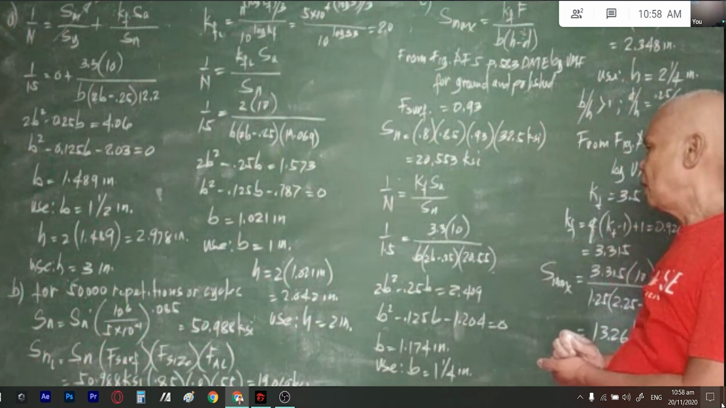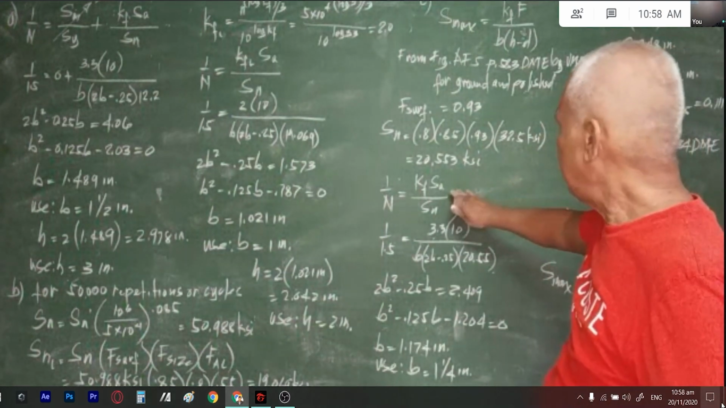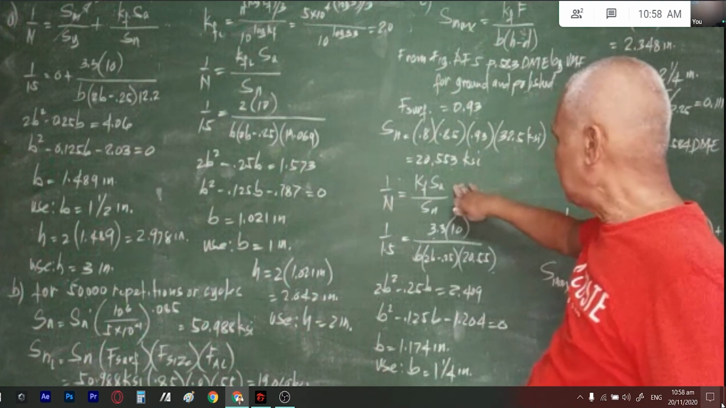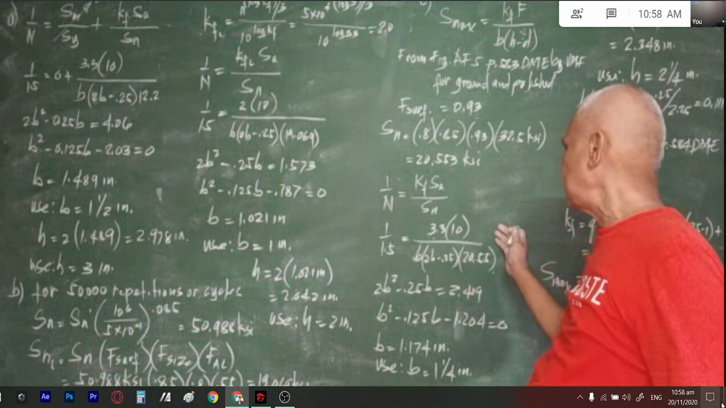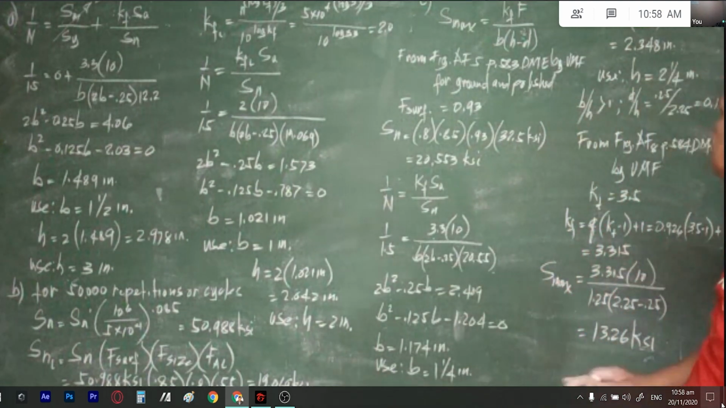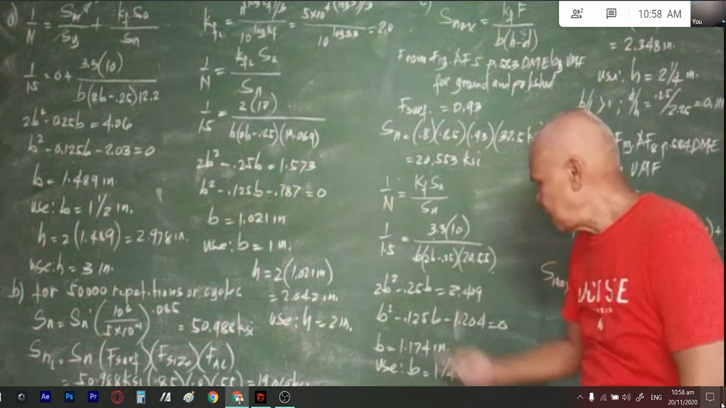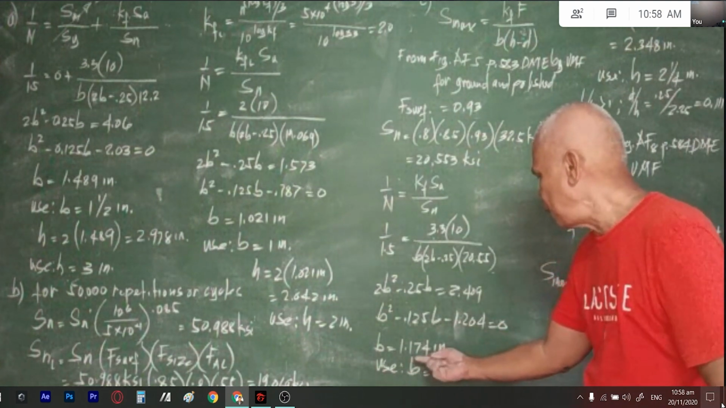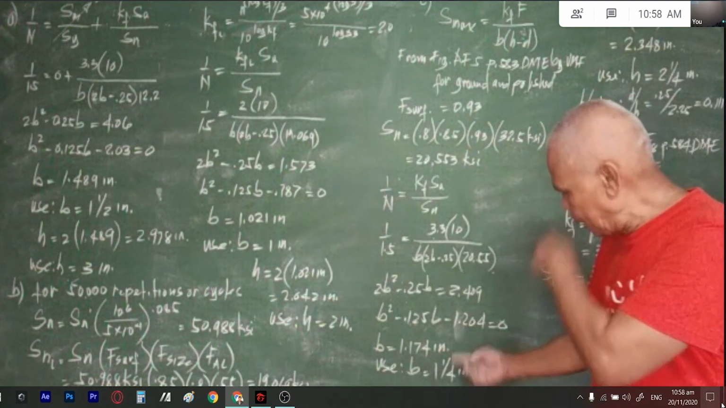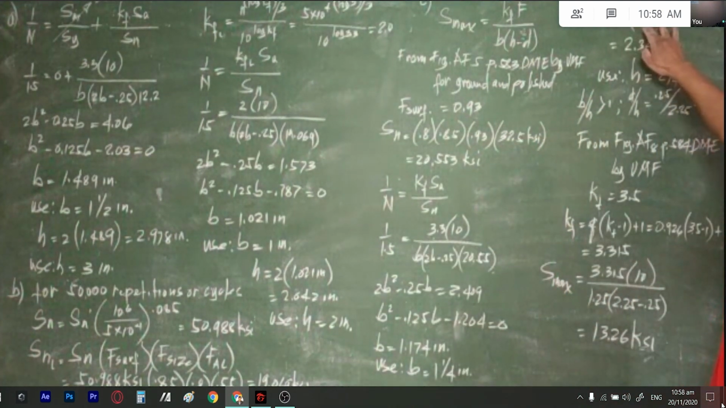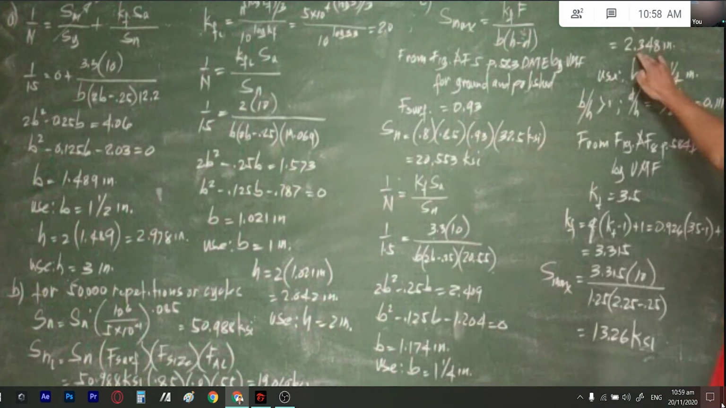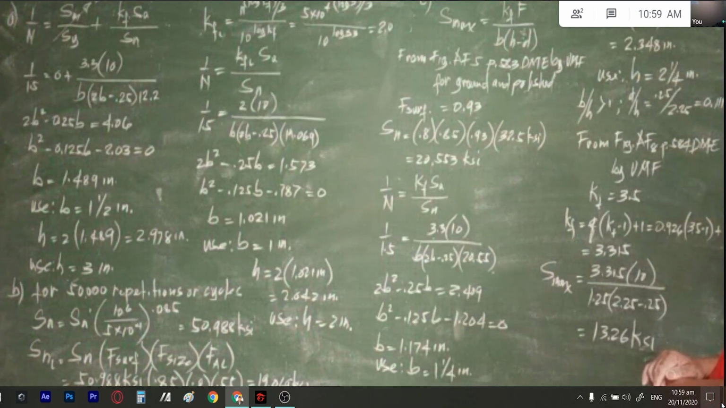which will be equal to 20.553. So we will have the equation here: 1 over 1.5 equal to 3.2 times 10, or that will give us the sizes. That is b equal to 1.174 inches. We use 1 and 1/4. For x, that is 2 times 1.174. That will give us 2.348 inches. We use 2 and 1/4.